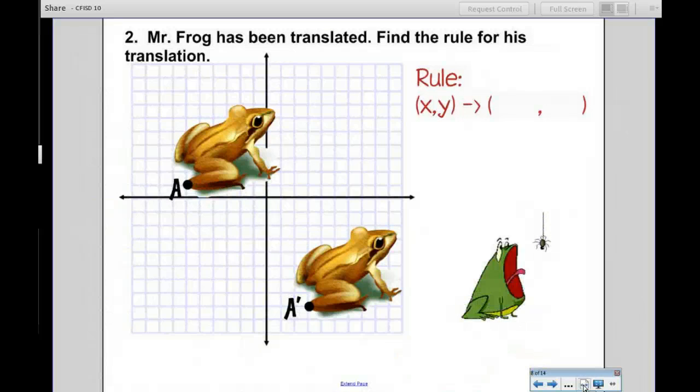Yeah, it is. It's easy, totally. Okay, hi, Mr. Frog. Mr. Frog has been translated. Find the rule for his translation.